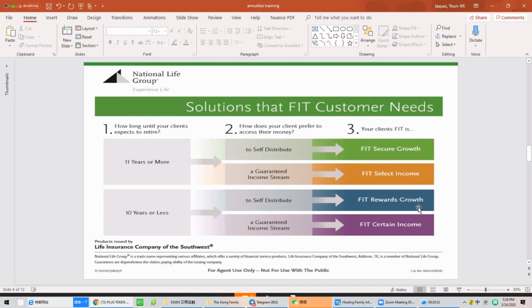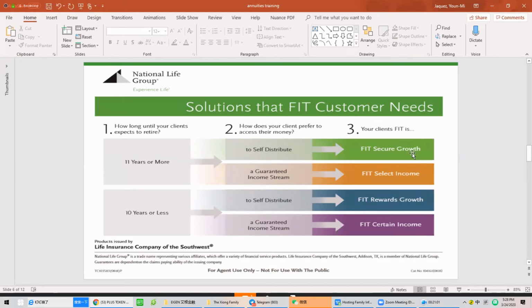FIT Rewards Growth sends bonus on any new premiums for the next 8 years, including that rollover you're doing. So a simple way of thinking of it is, if they roll over 10,000 as a rollover, and then they contribute $100 a month, they'll get 5% bonus on that 10,000 rollover, and then 5% bonus on any of the contributions they will do every month for the next 8 years.